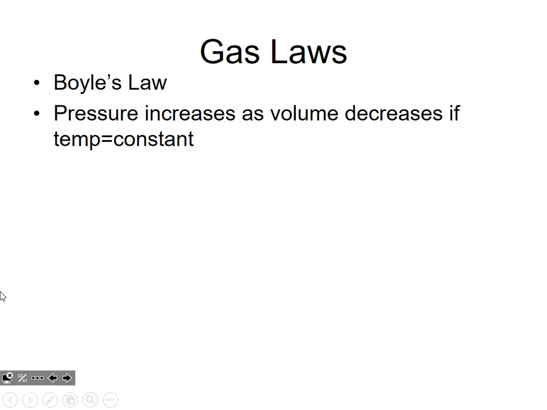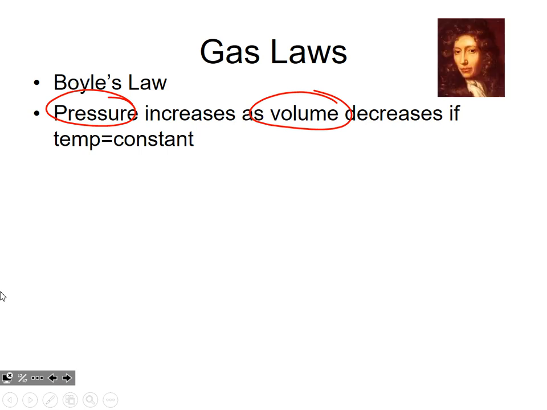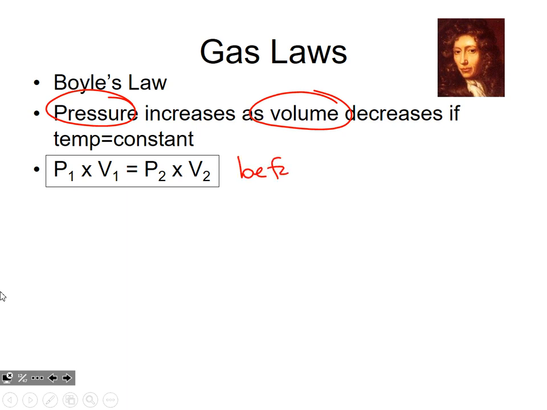So first up is Boyle's law, and Boyle's law is about the relationship between pressure and volume. As you've worked out, hopefully, pressure will increase as we decrease volume if we keep our temperature constant, and that's Mr. Boyle right there. And this is actually the formula. This is the gas law. P1 times V1 equals P2 times V2. The 1 and the 2 mean a before and after. So P1, V1 would be your initial pressure and initial volume, and your P2, V2 would be your final pressure and your final volume.